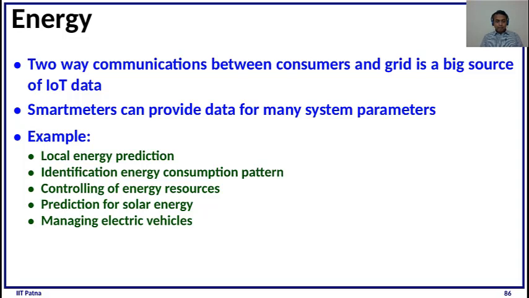For example, let's look at some of the problems where deep learning can fit. If I want to predict the local energy consumption in a zone, and I'm aware of the past history, I'll be able to predict how much energy will be required in a given zone. If this information is available, then the thermal power station or any generating station can take the necessary action and produce that much energy. And with local energy information available, we can also identify the energy consumption pattern among the people.